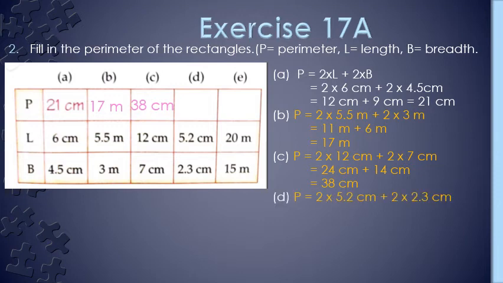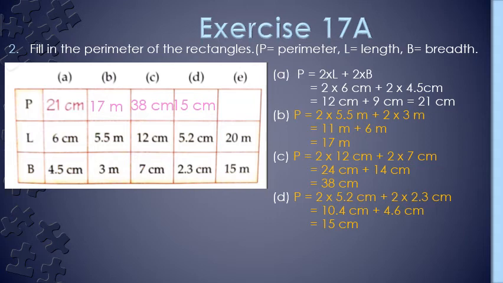Here you have to find out the perimeter, and the length is 5.2 centimeter and the breadth is 2.3 centimeter. So perimeter is equal to 2 multiplied by 5.2 centimeter plus 2 multiplied by 2.3 centimeter, which in turn is equal to 10.4 centimeter plus 4.6 centimeter, which is equal to 15 centimeter. Right. Now let's move to the E part.